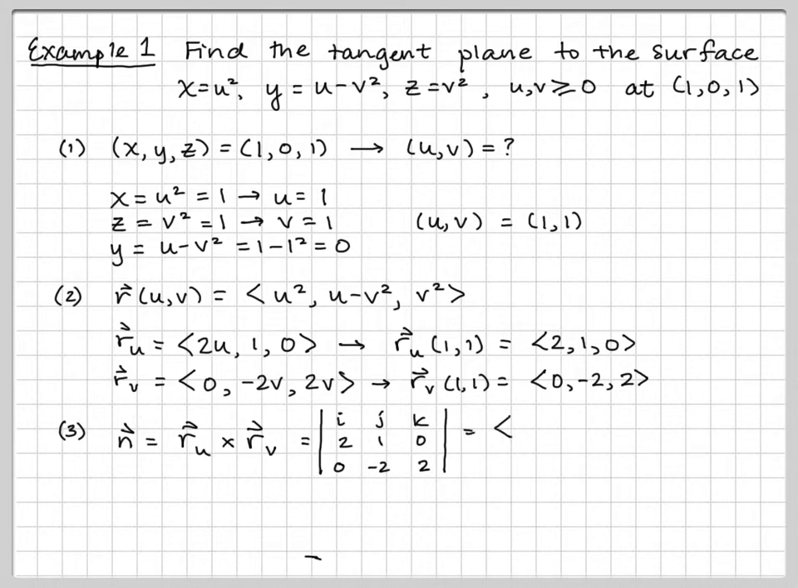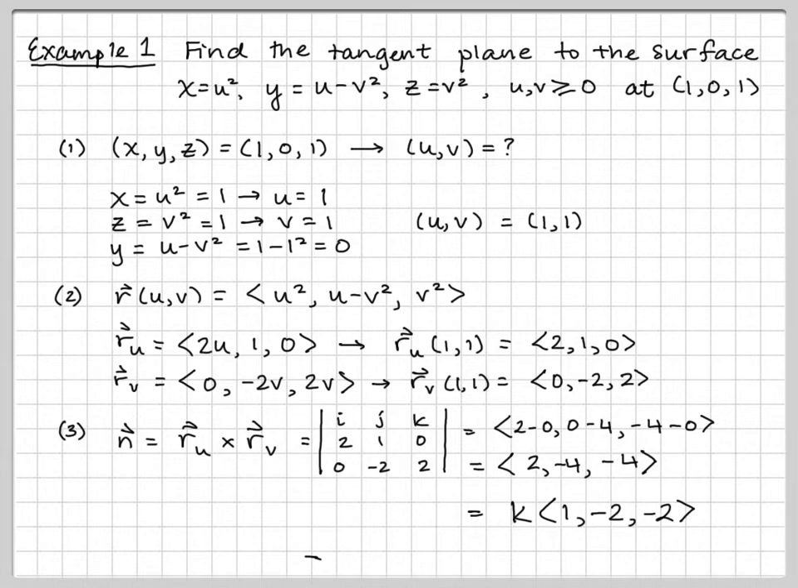And I'm going to get 2 minus 0, 0 minus 4, and -4 minus 0. And so I get that my normal vector is 2, -4, -4. And of course, since you can scale this by anything, if you want to make the numbers simpler, you can make that 1, -2, -2 also. And I'm just going to use 1, -2, -2.